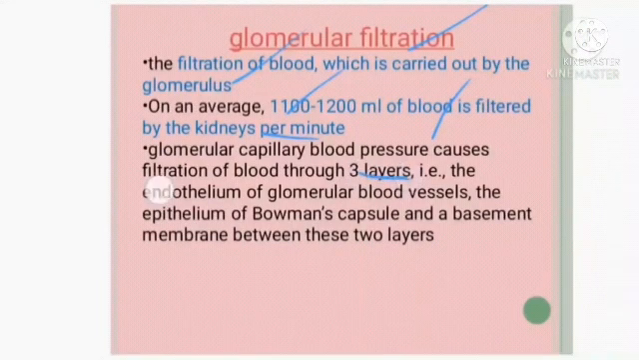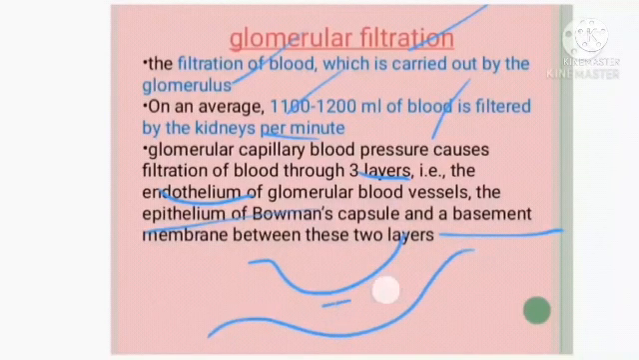I told you, one is the endothelium of the blood vessels. So the glomerular blood vessels' endothelium is the first part. Second is the epithelial layer of the Bowman's capsule, and in between there is the basement membrane. Through these three layers only, the filtrate has to pass. From the blood, all the substances are getting filtered.